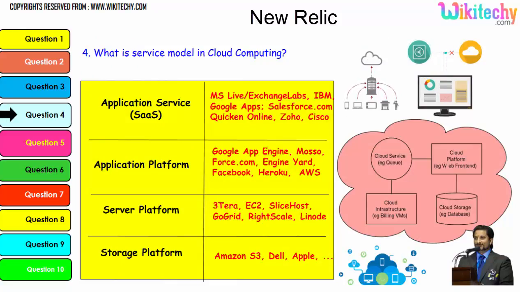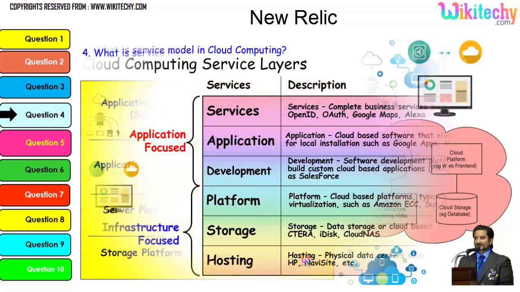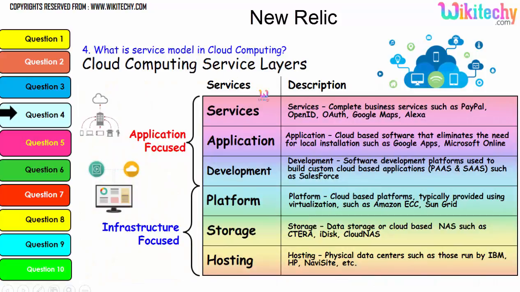Still further digging into the service model, these are the typical examples. Your application service is this one, your application platform is this one, the server platform is this one, and the storage platform is given by Amazon S3, Dell, and Apple. The important service layers are services, application, development, platform, storage, and hosting. These are some typical examples under these services. These are all important topics which will be asked in interviews about cloud computing.